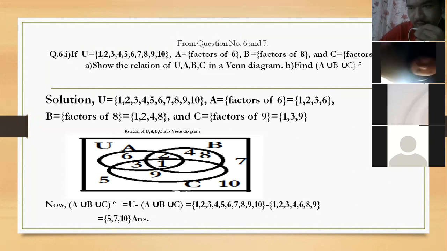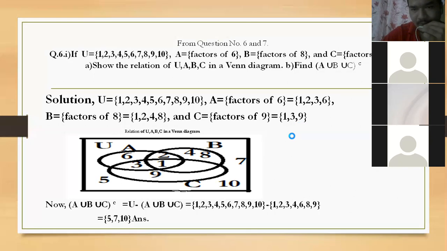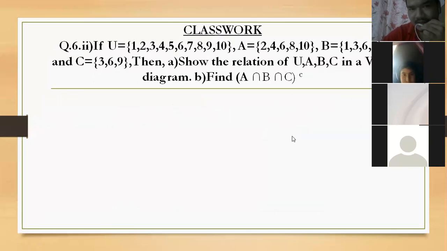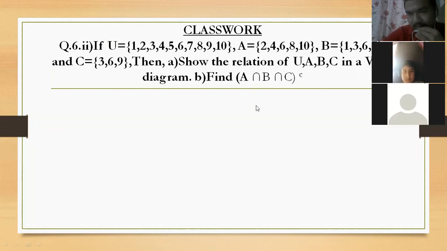Hello, children. Have you understood this 6 number I? Yes, sir. Look, I am going to show you the next one. Here the class work. First of all, you will show the relation of A, B, C in Venn diagram, okay? Right? Can you draw this Venn diagram A, B, C? Then how you will find out A intersection B intersection C complement? First you will find out A intersection B intersection C, common of all. Then only you will find out this complement. Okay, children? Can you find out it?